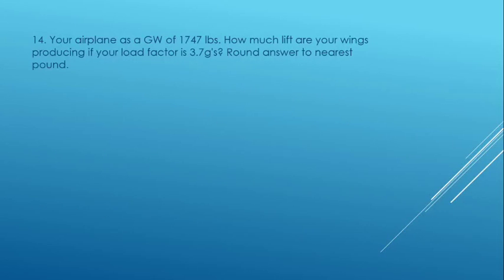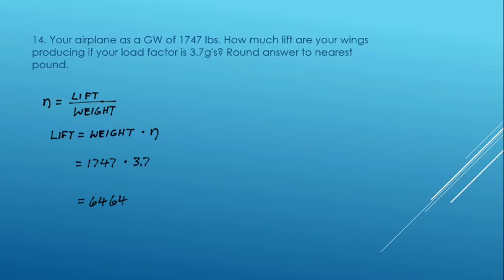This is just a load factor problem. You have 1,747 pounds. Since load factor is equal to lift divided by weight, we can figure lift is equal to weight times load factor, or 1,747 pounds times 3.7 Gs. So at a load factor of 3.7 Gs, if your gross weight was 1,747 pounds, your wing would be producing 6,464 pounds of lift.